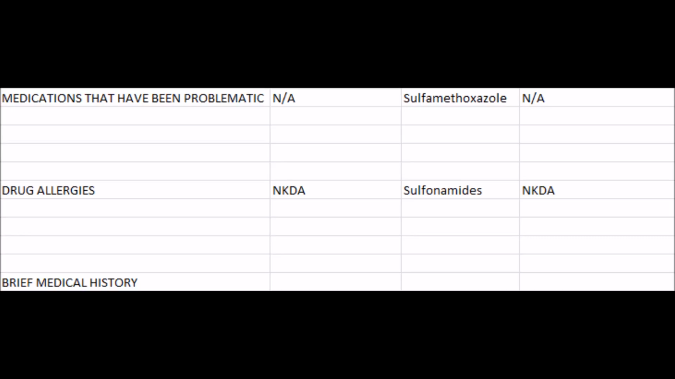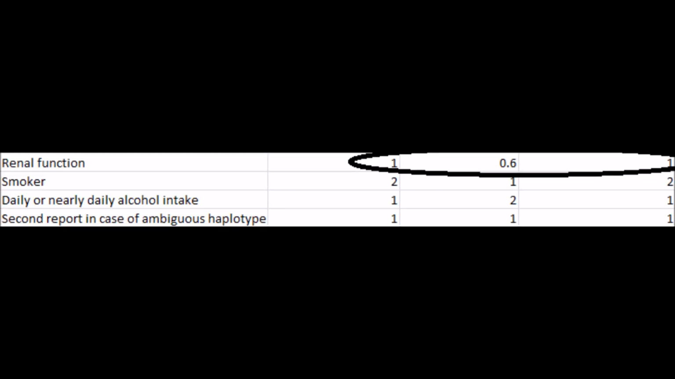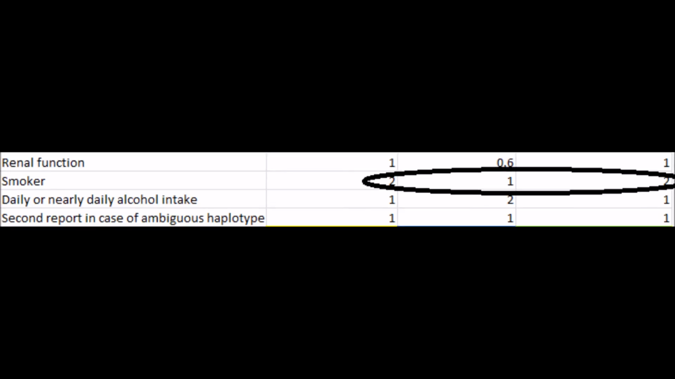The next slide shows 4 items we need you to include in order to avoid triggering an error in the program. The first is the patient's renal function status. In most cases, you will enter a 1. In cases of diminished function, decimals can be used, such as 0.8 for 80% of function, 0.6 for 60% of function, and so on. The second item to note to avoid error is the patient's tobacco use. For a non-smoker, enter a 1. If the patient is a smoker, enter a 2.